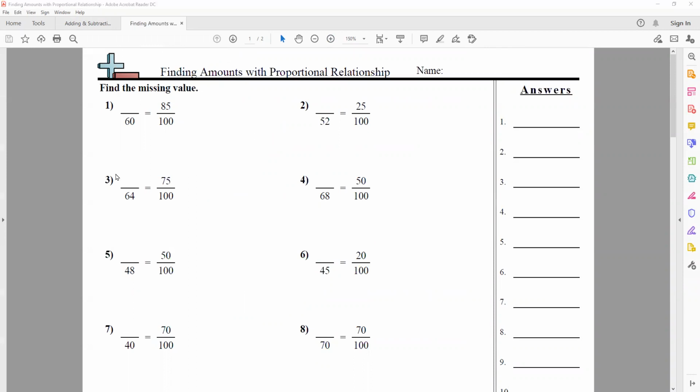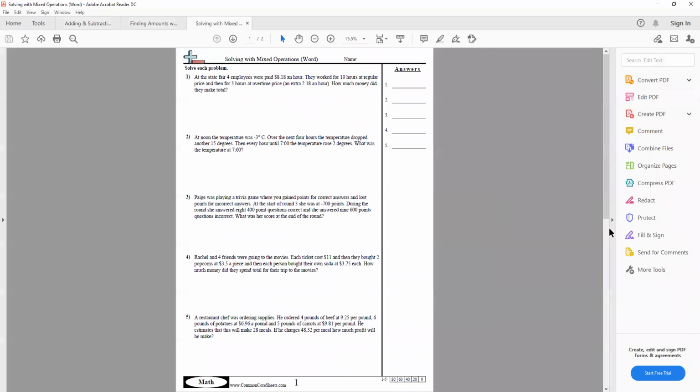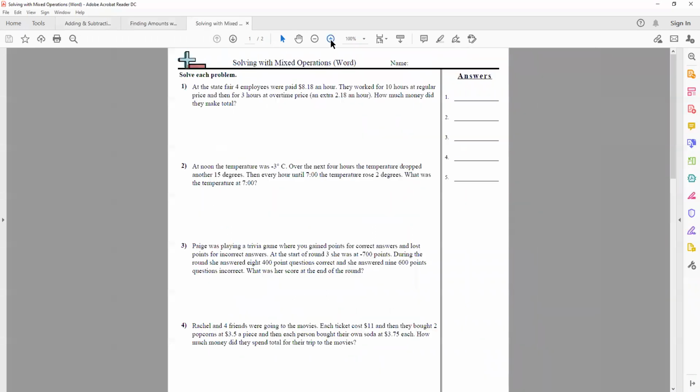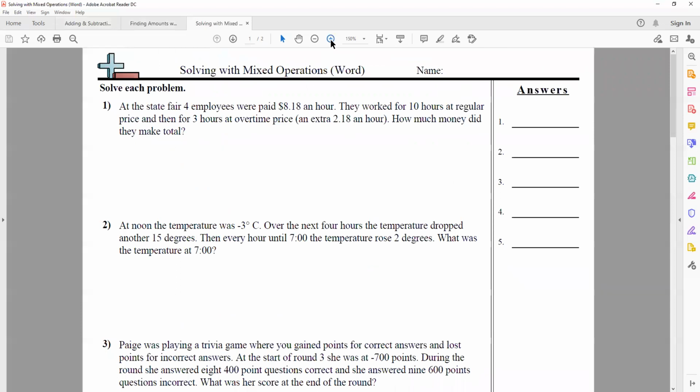All right, so the next one. Okay, there's only 5 of these, so that might be okay. All right, this one is going to be multiple steps, okay? You know what multiple step is, right? And then you have mixed operation. That means you might have to add, subtract, multiply, and divide, okay? So let's just do this part first, okay?